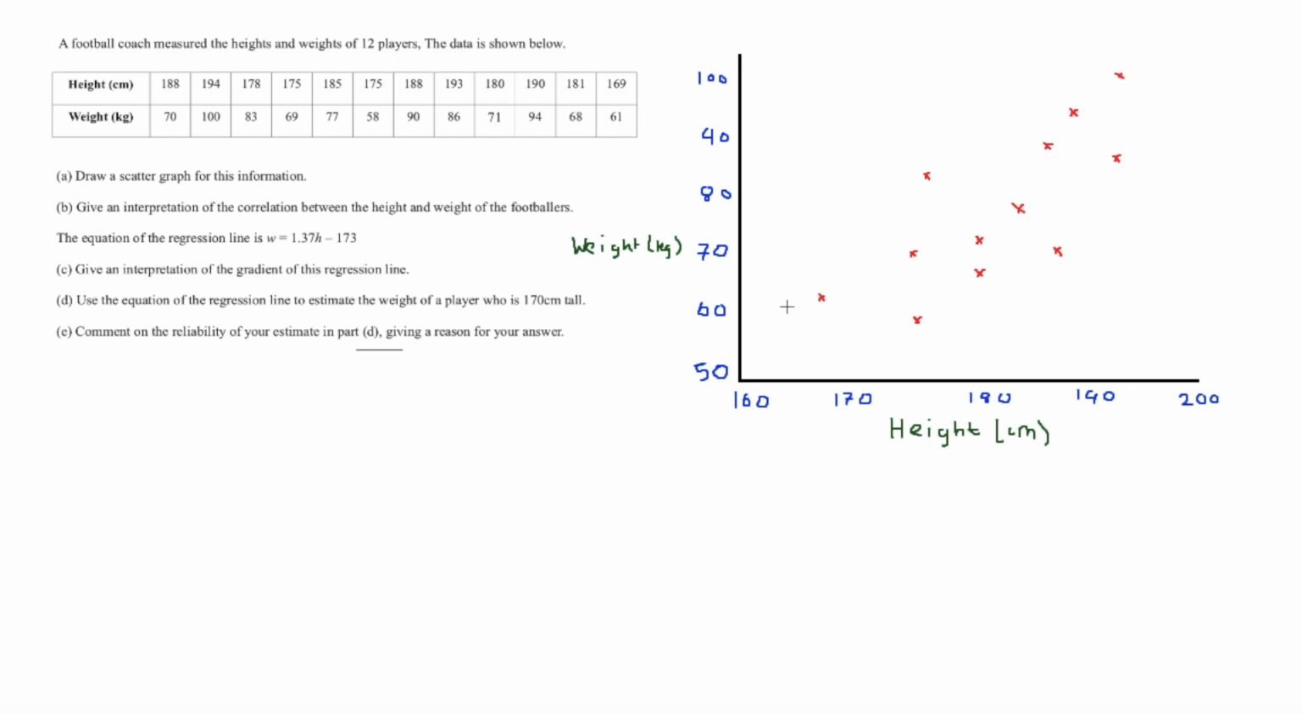So we can see there is a correlation. It looks positive. And if you were to draw a line of best fit somewhere like that, it would be positive. Obviously, do it with a ruler.